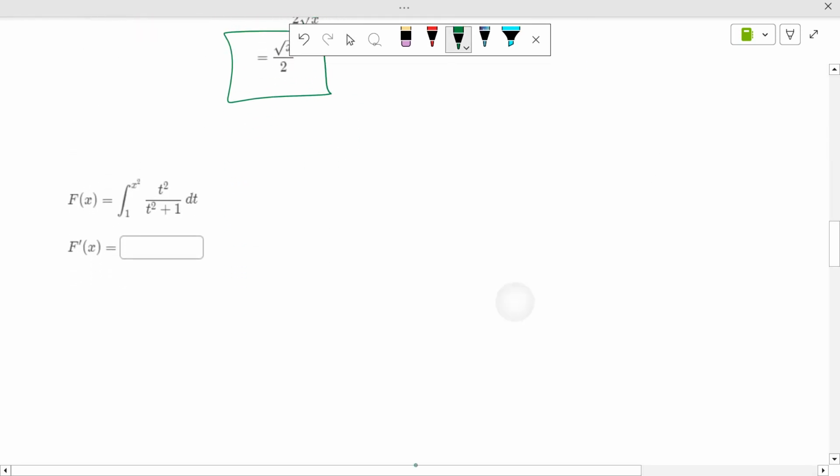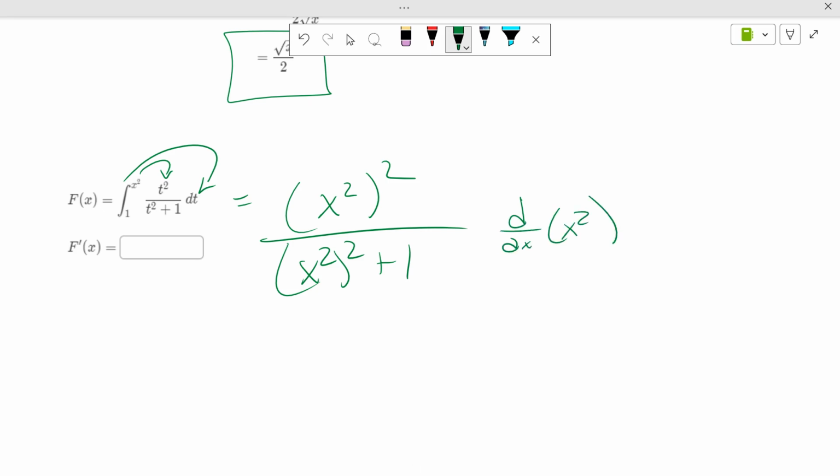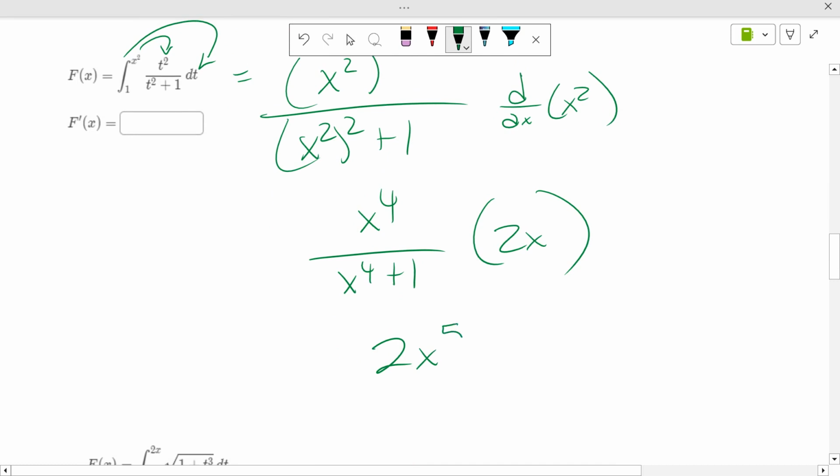For this one, x squared, following the same premise as what we did last time, the x squared goes here and the x squared goes there. So it's x squared squared over x squared squared plus 1, times the first derivative of x squared. So it's x to the fourth over x to the fourth plus 1, times 2x, because the first derivative of x squared is 2x. So it's 2x to the fifth over x to the fourth plus 1. We're done.